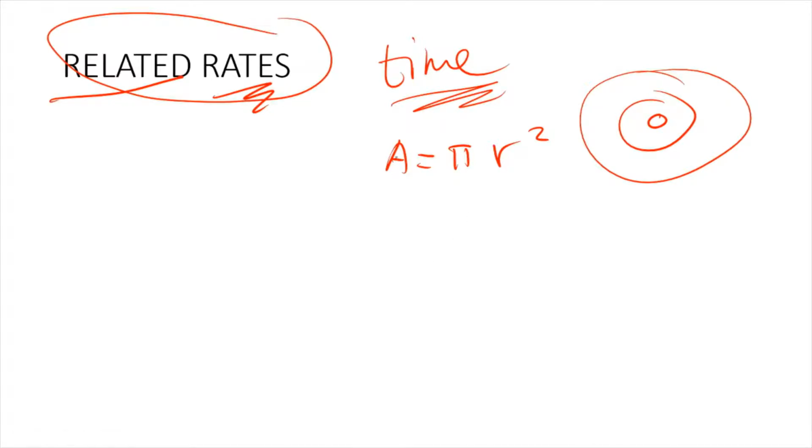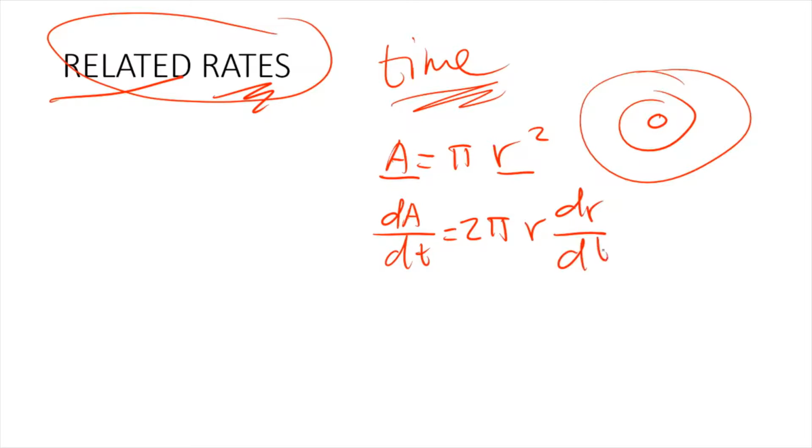Now, to determine how these two quantities change over time, we can take the derivative or differentiate this equation with respect to time. Okay? So we have to apply implicit differentiation. So taking the derivative of the area with respect to time, this is equal to pi times the derivative of r squared with respect to time, that's 2 times r dr/dt. Okay.